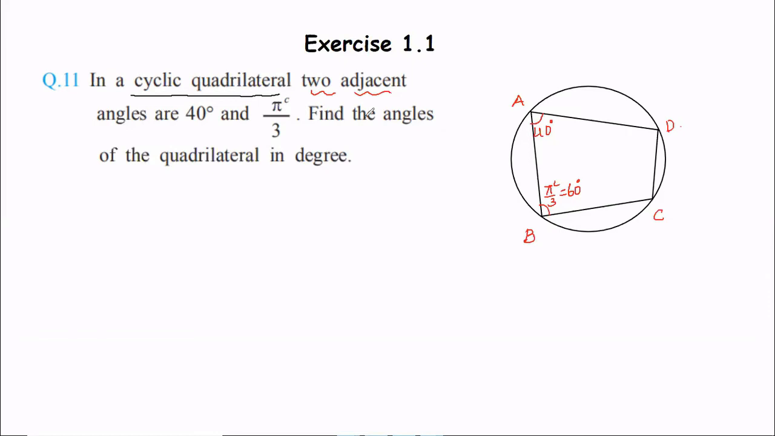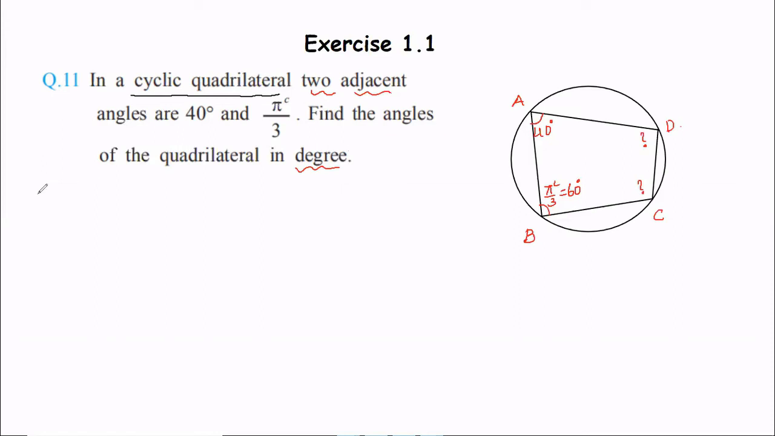Now what are they saying? Find the angles of the quadrilateral in degrees. So we need to find the remaining angles, that is angle D and angle C, but in terms of degrees. So that's why I converted angle B to 60 degrees before only. So let's begin with the solution part.